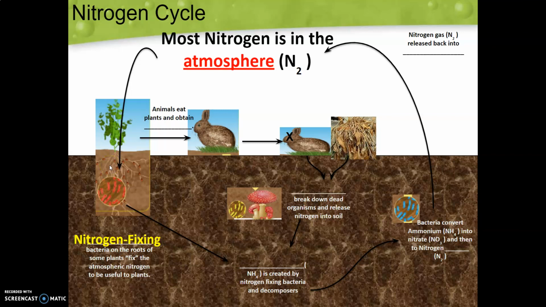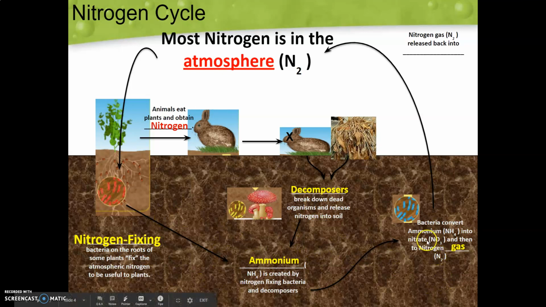One example of that was what we call legumes, like I said earlier. Legumes are a crop that can be planted to help other crops get nitrogen, since that bacteria is found on their roots. Animals eat plants and obtain that nitrogen. Decomposers: organisms die, plant matter dies. Decomposers, bacteria, can help break down organisms and release nitrogen back into the soil. Ammonium is created by nitrogen-fixing bacteria and decomposers. That's where these two arrows are showing.